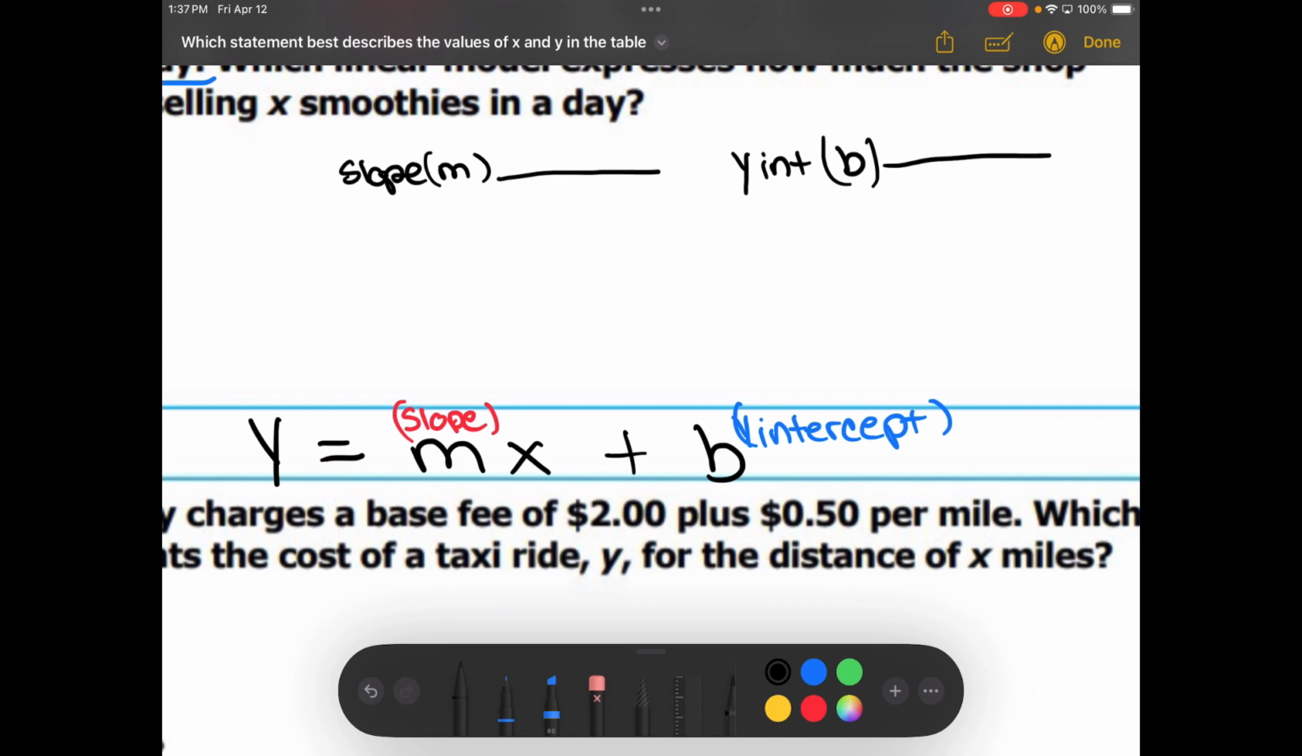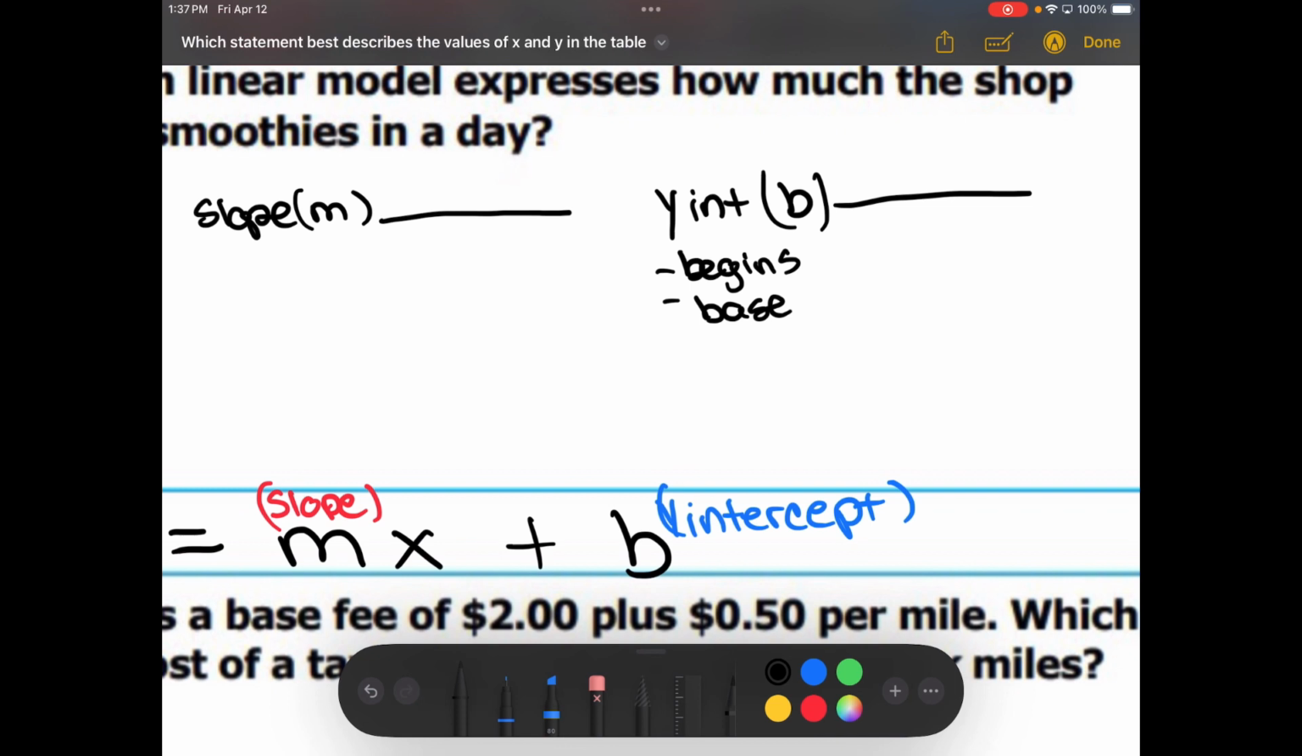And remember, the y-intercept is your beginning. It's where everything begins. It's your base. So it's what they start with. Every day, they're spending 150. So what kind of 150 am I putting for my y-intercept? Minus. Good. That keyword subtracting is what tells us it's minus 150 every day.